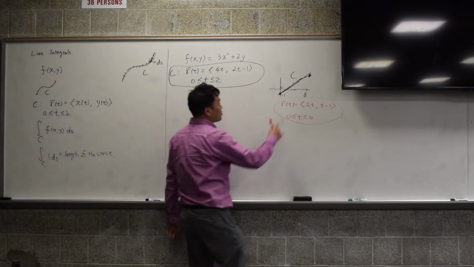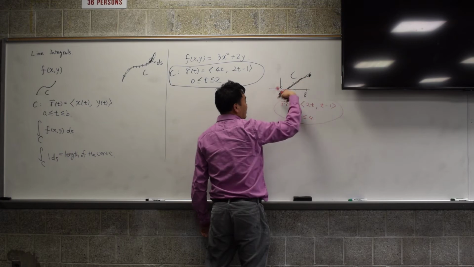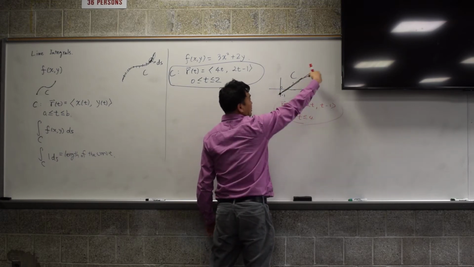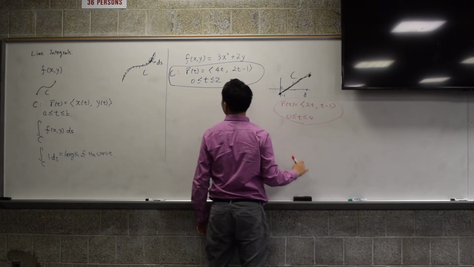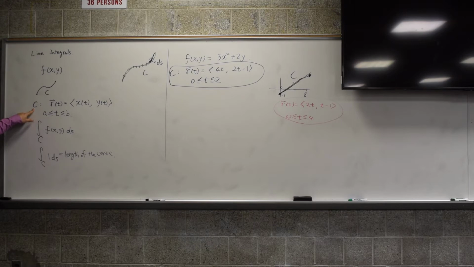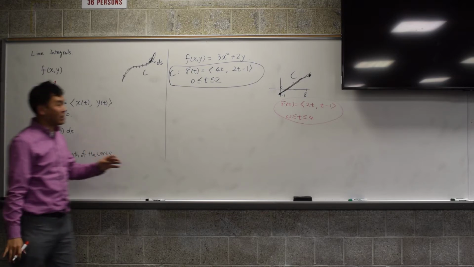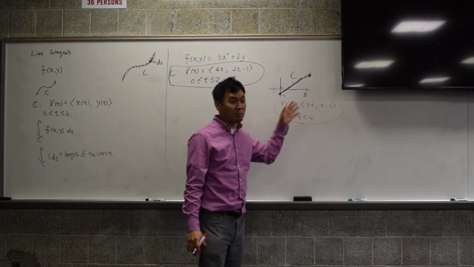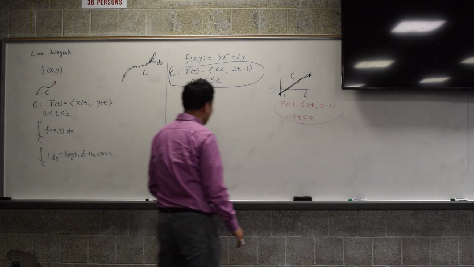Now, if you start at the wrong end, then you might get the opposite value. So actually, C is something we call a directed curve. It's not just a curve. When we talk about line integrals, they're actually directed curves. Direction matters because if you go to the opposite direction, then they get the opposite integral value. Okay. All right.